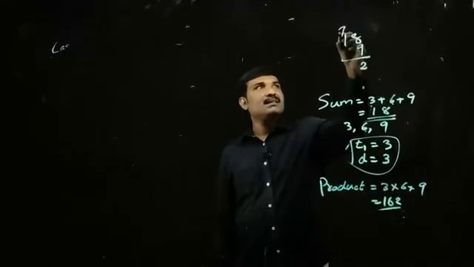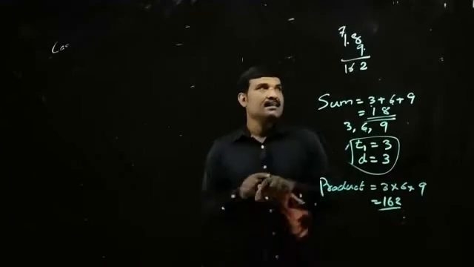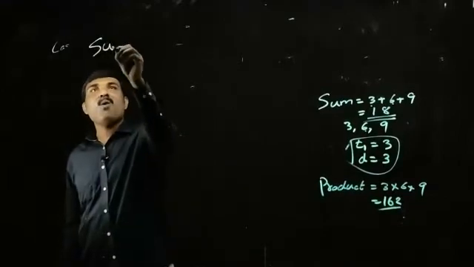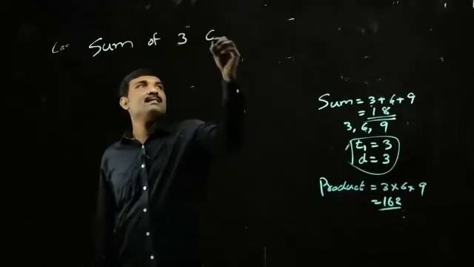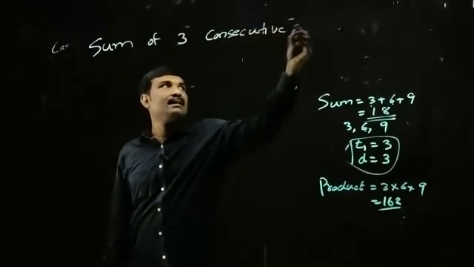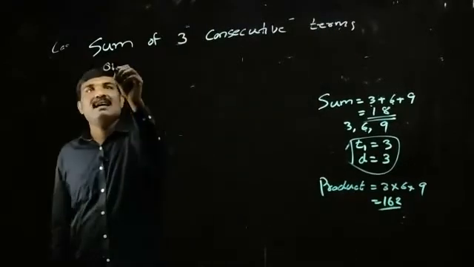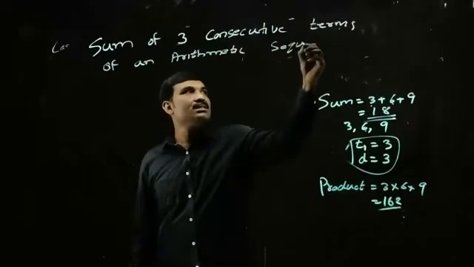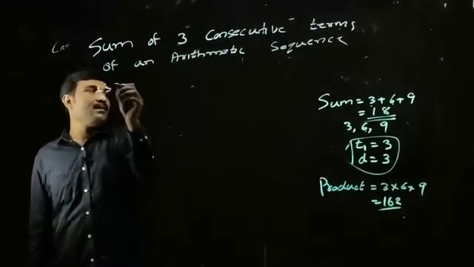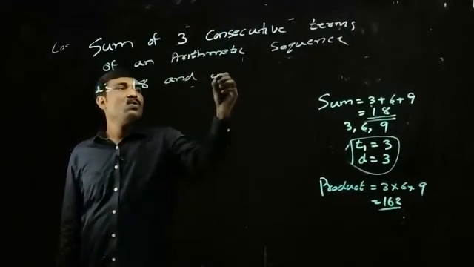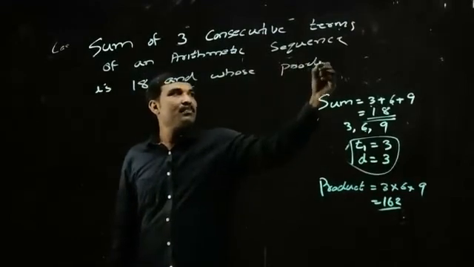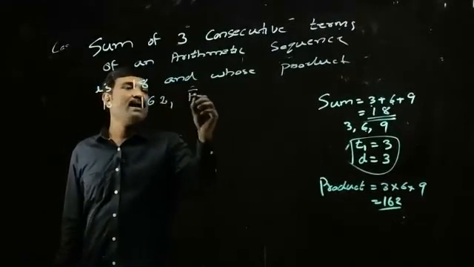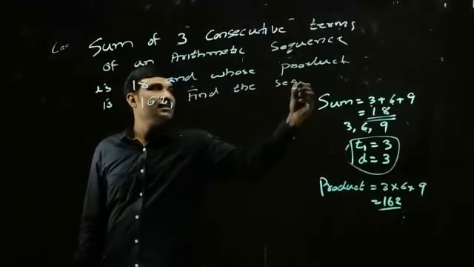9 into 8, 72. 7, 1, 9, 162, right? So this is equal to 162. Now, my question is: the sum of three consecutive terms of an arithmetic sequence is 18 and whose product is 162. Find the sequence, right? Find the sequence. This is a question.